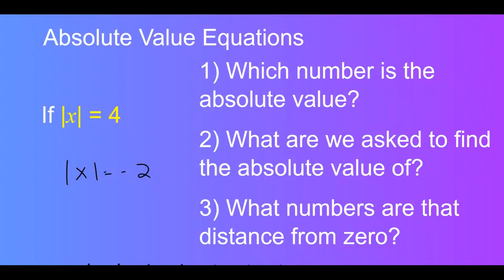So what this is asking you is what numbers of x have a distance of -2 away from 0? Now distance is never negative. We always consider distance to be positive. So if you ever see an absolute value by itself equal to a negative number, that is no solution. And we'll see some of those here in a little bit.